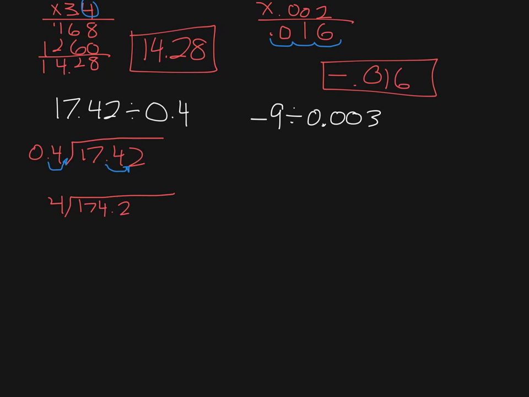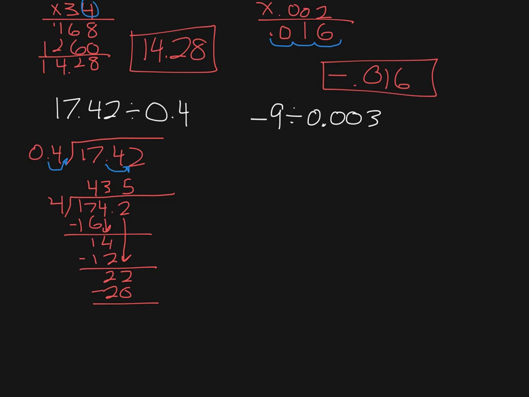4 goes into 17 4 times. Want to make sure I write everything nice and neat vertically. That's 16. We subtract, that's 1. We bring the 4 down, that's 14. 4 goes into 14 3 times. 3 times 4 is 12. We subtract, we get 2. This 2 comes down, we get 22. 4 goes into 22 5 times, because 5 times 4 is 20.